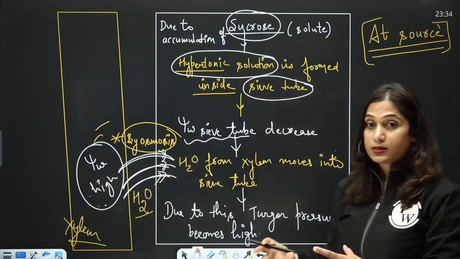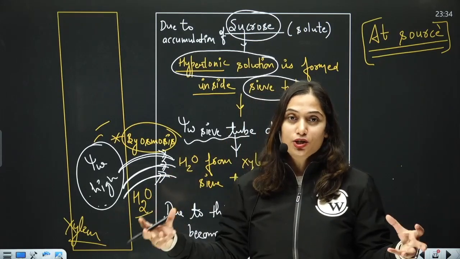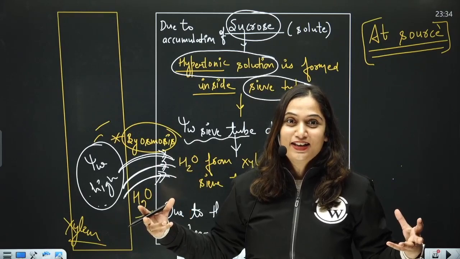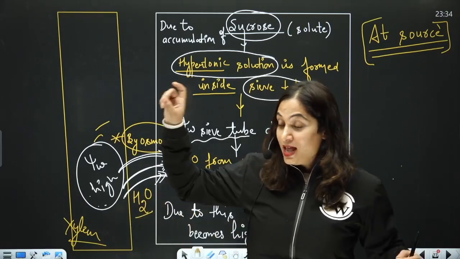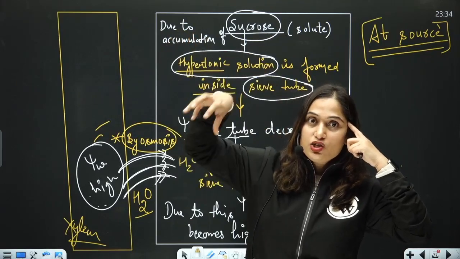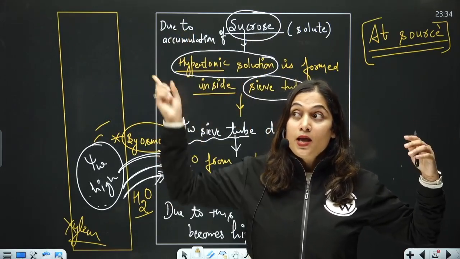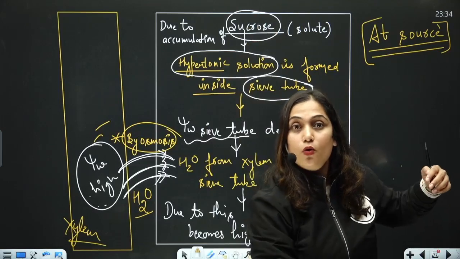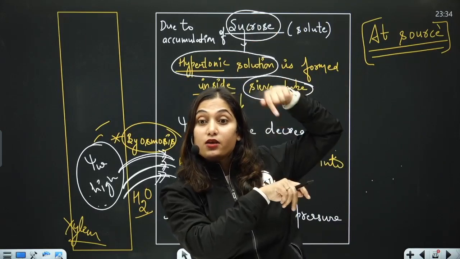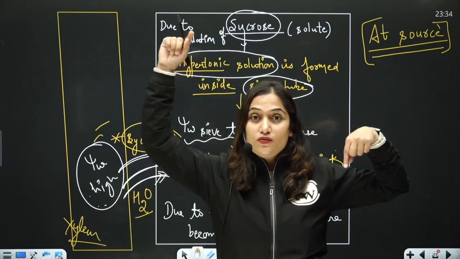And because of the movement of water from xylem into the sieve tube, the turgor pressure in the sieve tube becomes high, right? Imagine the sieve tube of the leaf where the water has just filled up and the turgor pressure has become high. But what is the condition in the phloem of the root? In the sieve tube of the root, the water is not there. So the pressure is low.